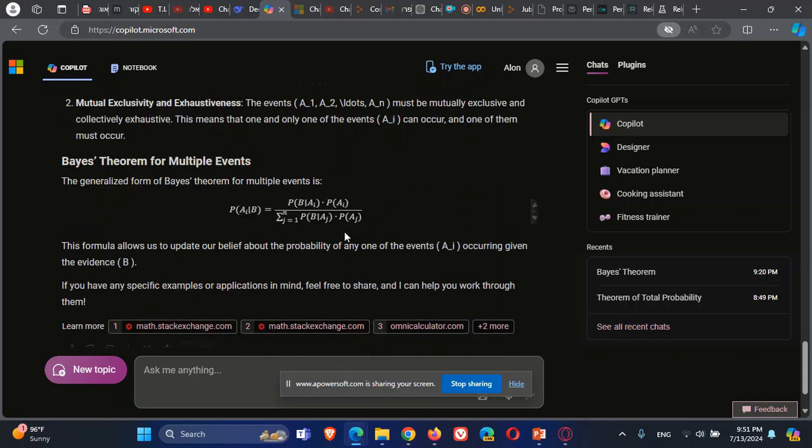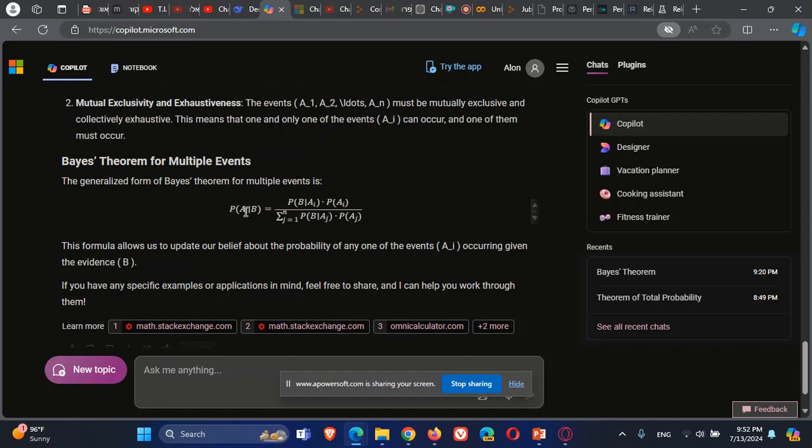Now the idea is to try to derive the general form of the Bayes theorem. As you can see here, this is the general form. It says that the conditional probability of A_i with respect to B is the probability of B given A_i times the probability of A_i, divided by the sum of all the probabilities of B conditioned on A_j times the probability of A_j.